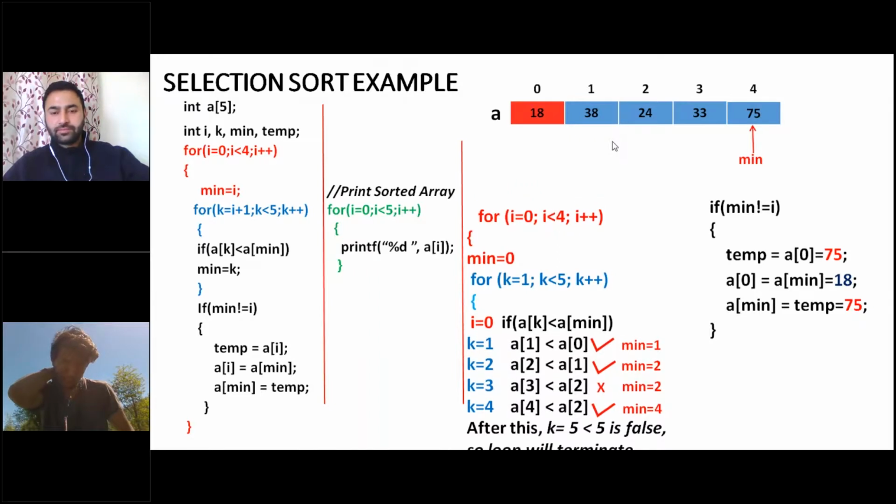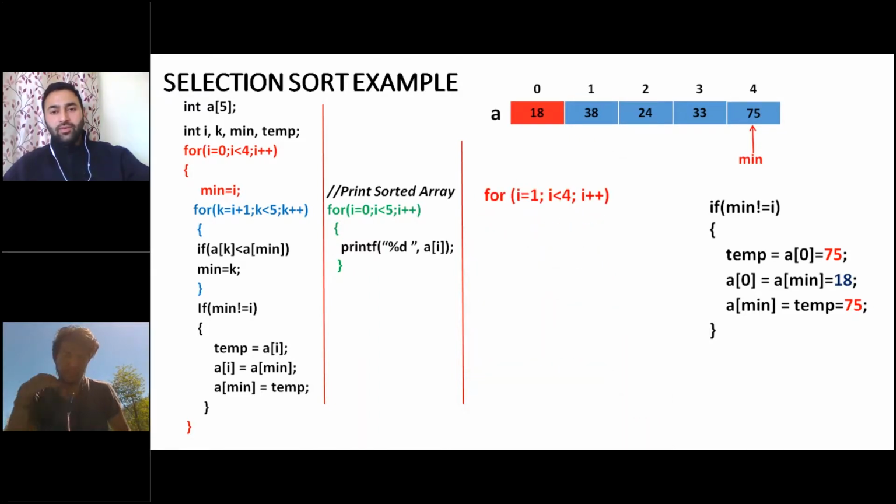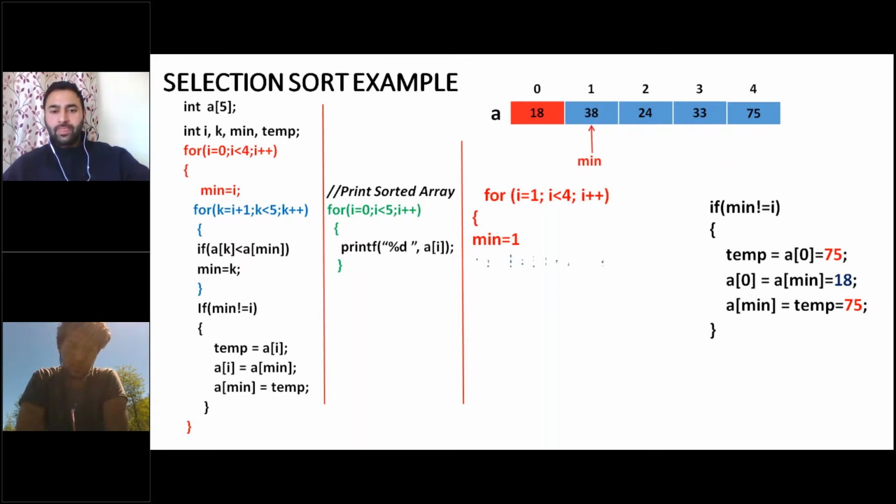So after this, what will happen? You have to find next minimum in these 4 elements. Then you have to again swap the next minimum with this first location. Okay. So see what will happen now. Next time, value of I will become 1. So again, code will run, and now minimum is 1. Because minimum is I. Every time minimum is set to I. The minimum is set to 1, right?